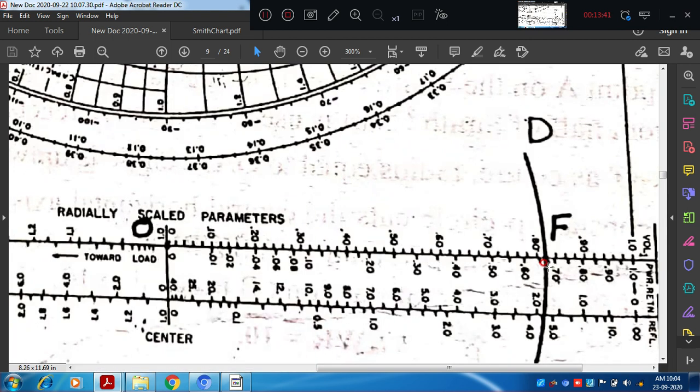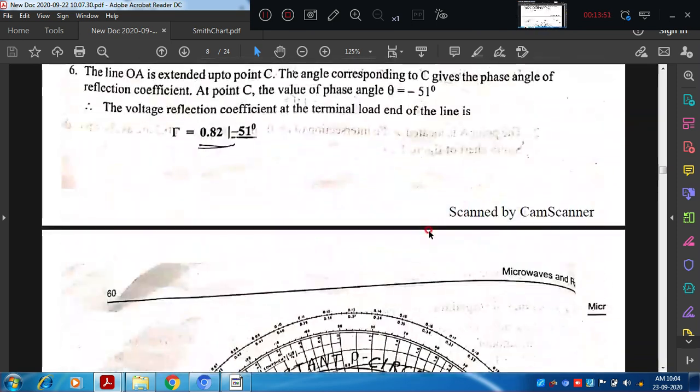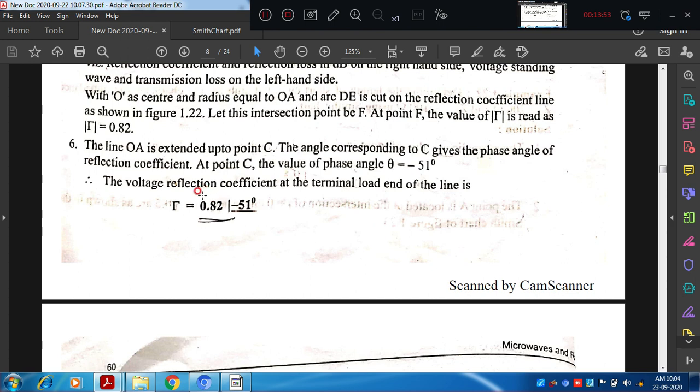See, somewhere it is 0.82, right? It's 0.8 here, 0.9, so in between one point is covered. It's 0.82. See, the same thing they have written here. So the magnitude of that reflection coefficient is 0.82. So how to get this angle?